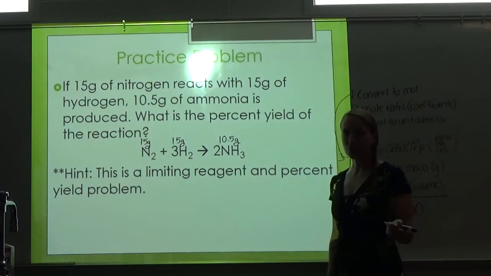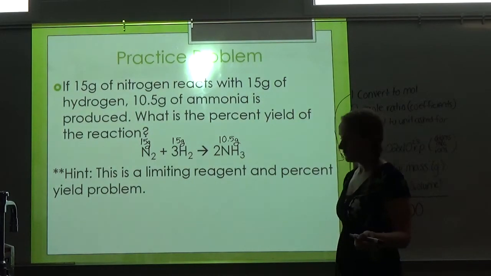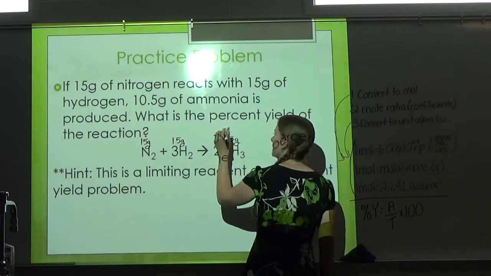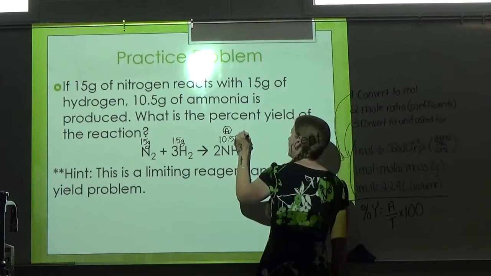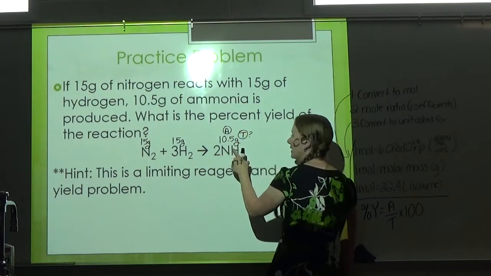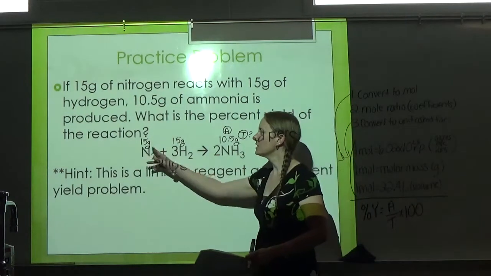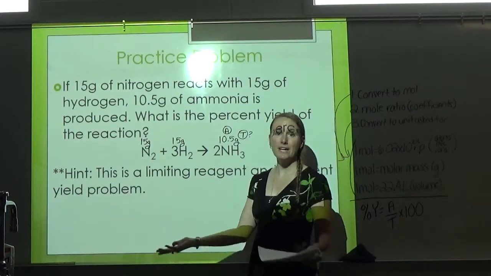So this one should throw you off because it's like, wait a minute, I know the numbers for everything, but I know because this is a product and this is a percent yield problem, this is my actual. So I know I need to figure out what the theoretical for this is. But they gave me 2 starting amounts. That's why it's also limiting reagent.